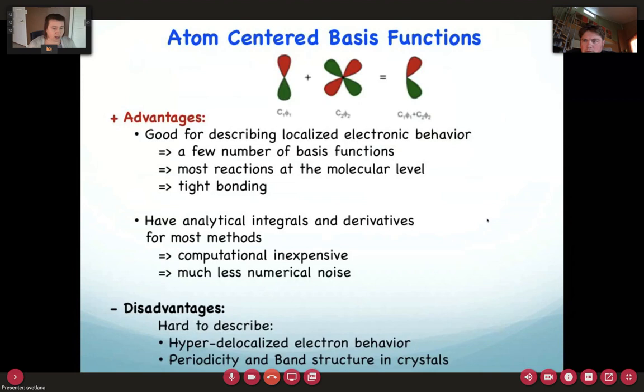However, it is hard to use for very delocalized electronic behavior, as we already said, like in metals and semiconductors. It is also hard to use for periodicity if you work with solids, even molecular solids, which implies periodicity of the system. This basis set becomes problematic to use.